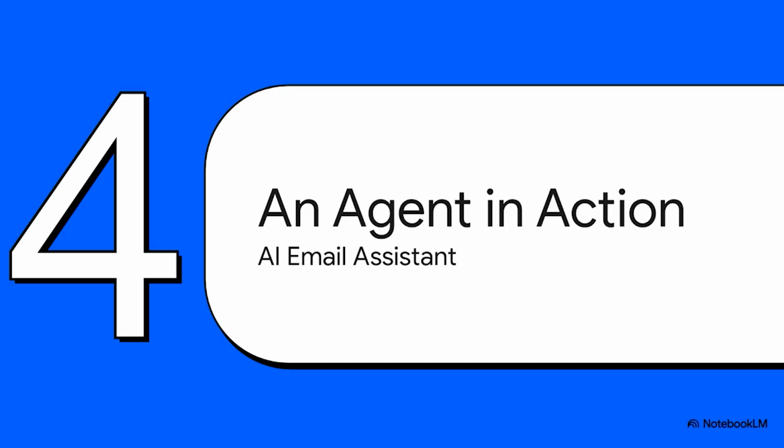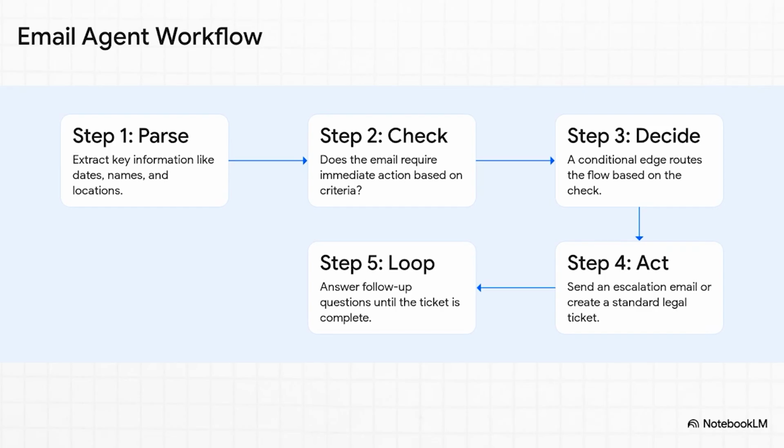Okay, this all sounds great in theory, but let's make it a little more concrete. Let's walk through a real-world example, building an AI assistant that can process and route all of our incoming emails automatically. So, an email comes in. The first node grabs it and parses it. The next node checks it for keywords like urgent or maybe a mention of a high fine.